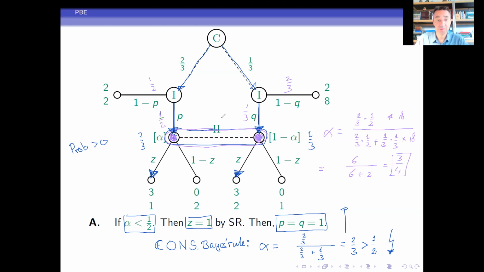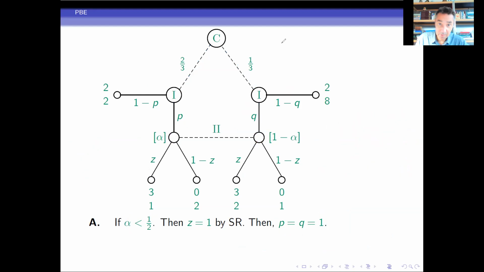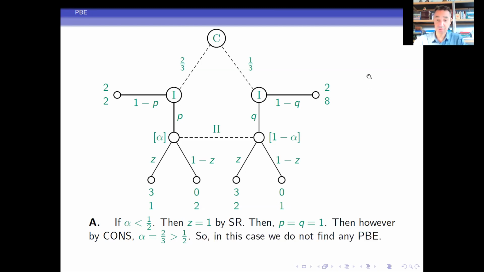So we see also if this probability of being in the information set is not 1, right? So it can be strictly smaller than 1. But as long as it's positive, you can always use consistency, and then it pins down the alpha. So the alpha is then uniquely determined. But okay, so in the case that we are currently looking at, the conclusion is simply that for alpha smaller than half, we haven't got any perfect Bayesian equilibria.